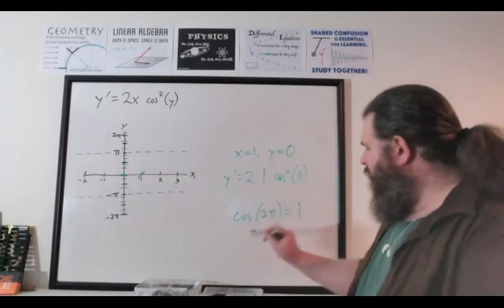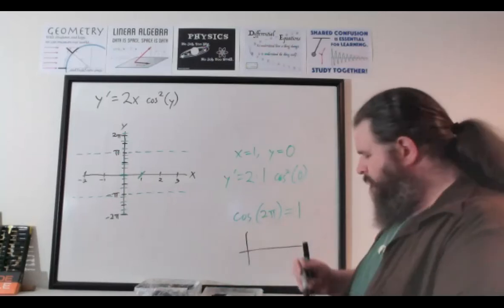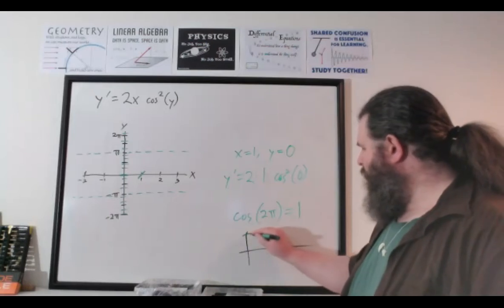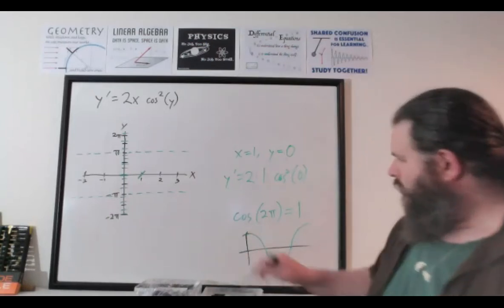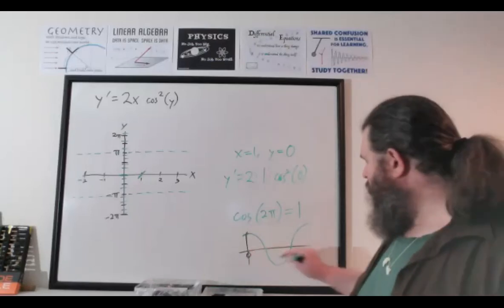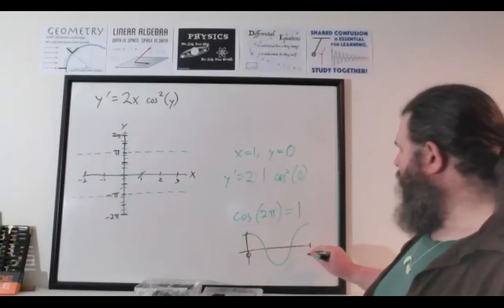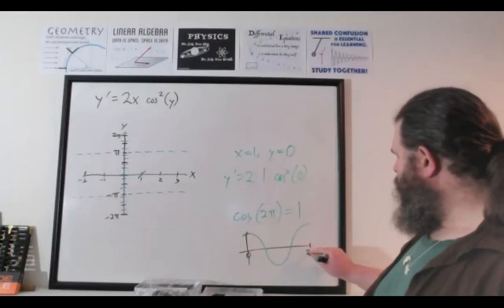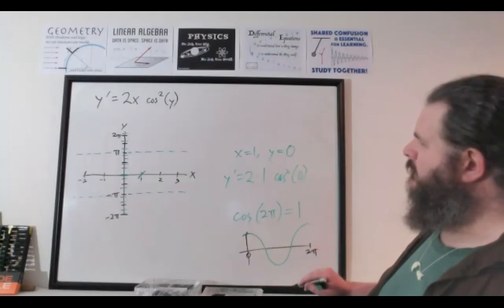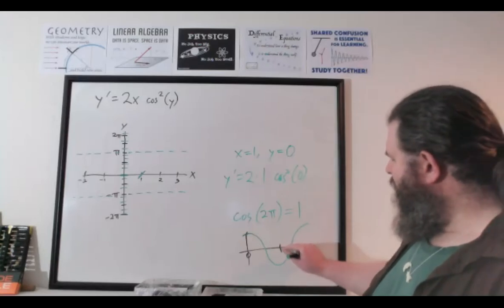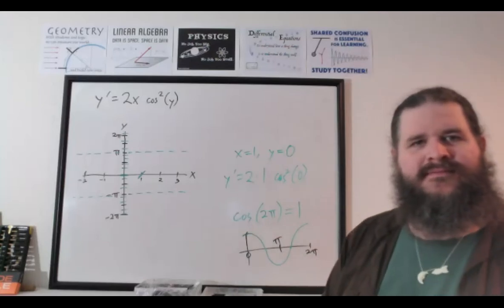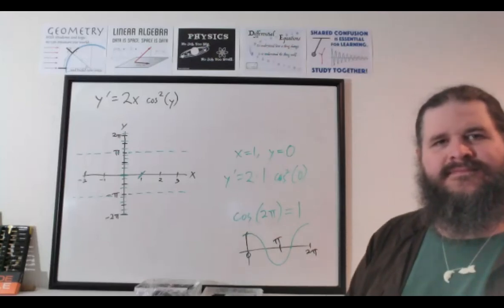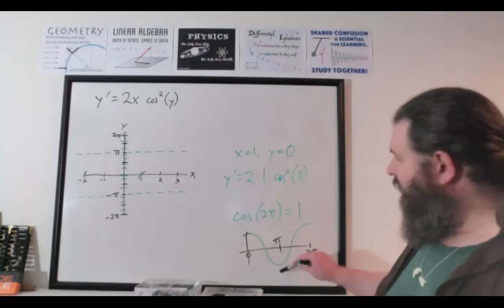Because again, the graph of cosine starts at 1, dips down to 0, then -1, then 0, then +1. So that's going to hit 1 at 0 and 2 pi. Wait a minute. What is it at pi? I think we missed that. At pi, what's the value of cosine? Yeah, cosine pi is -1.